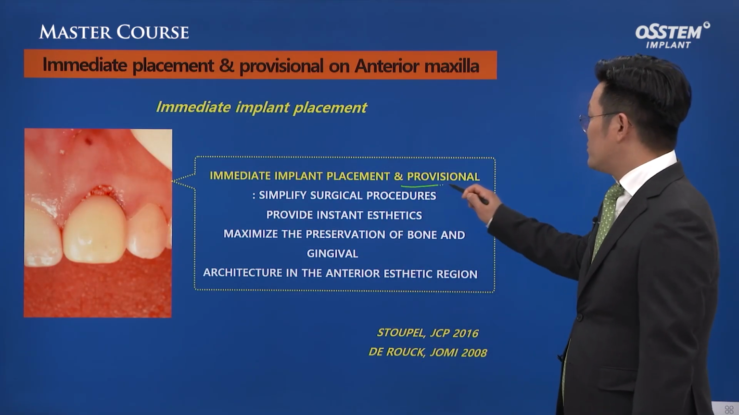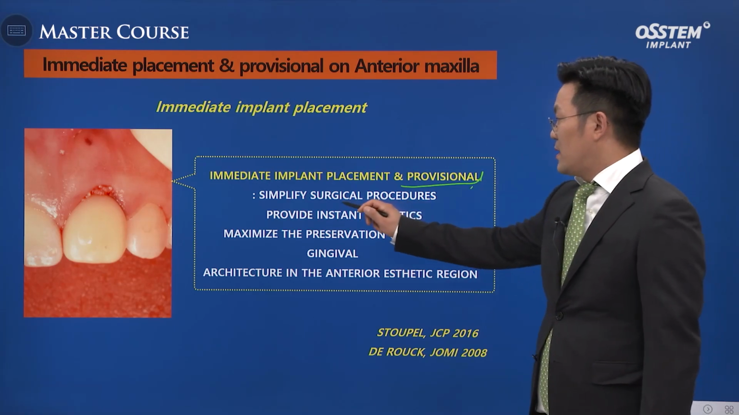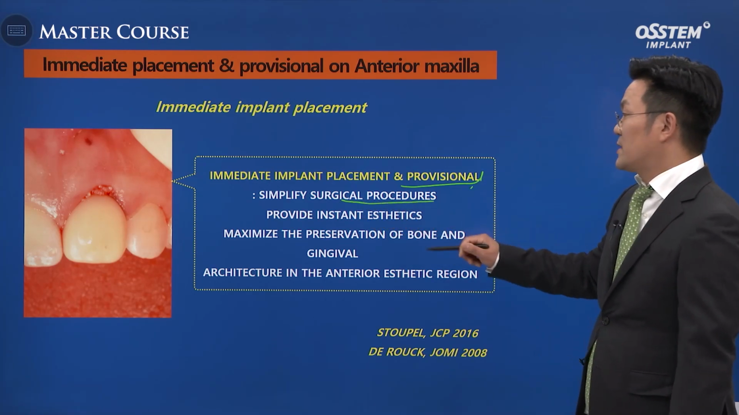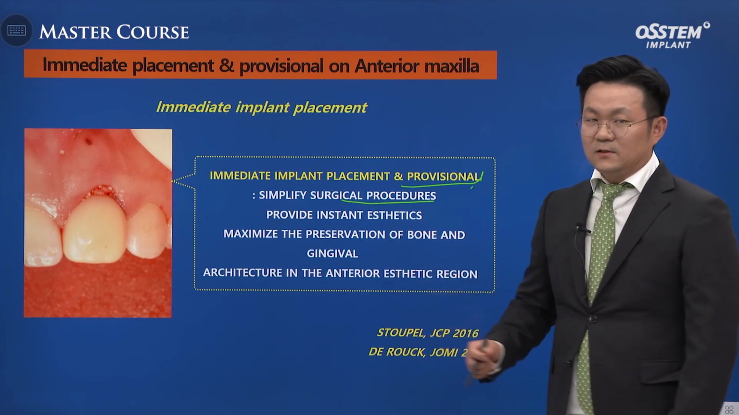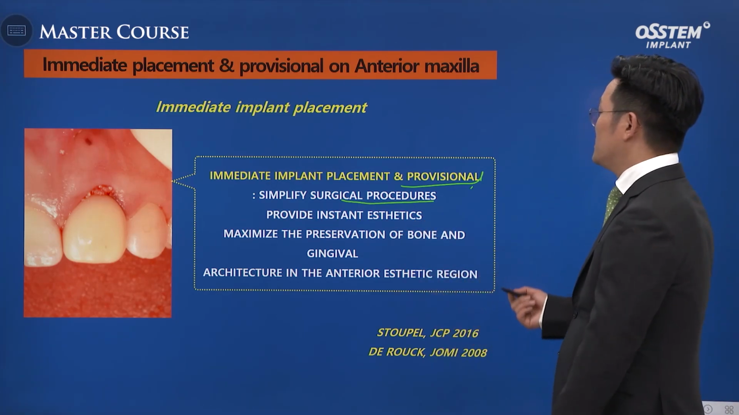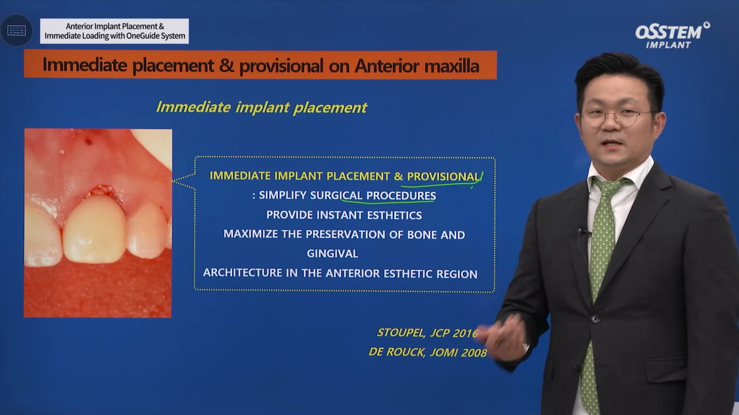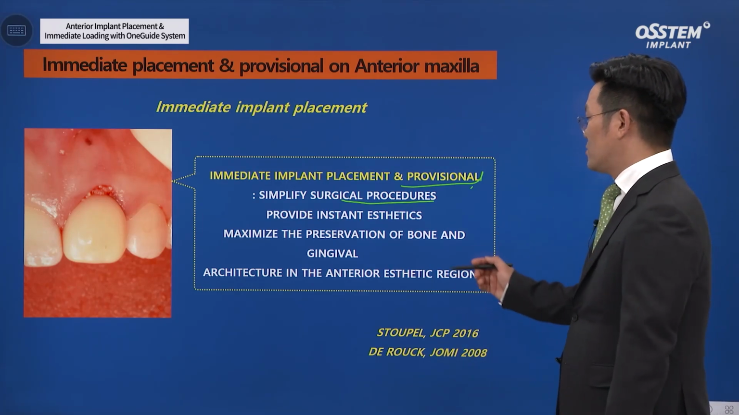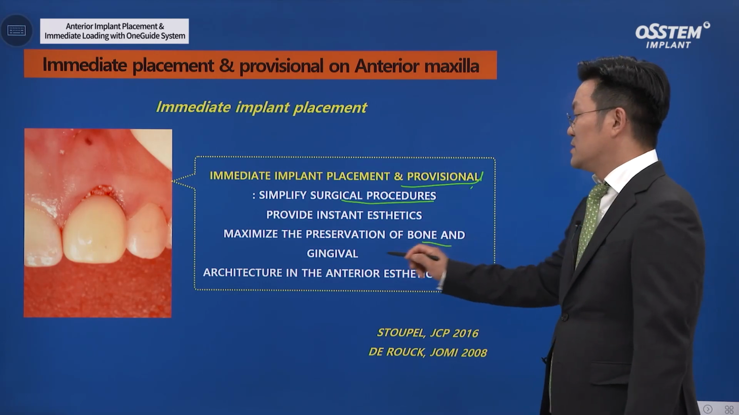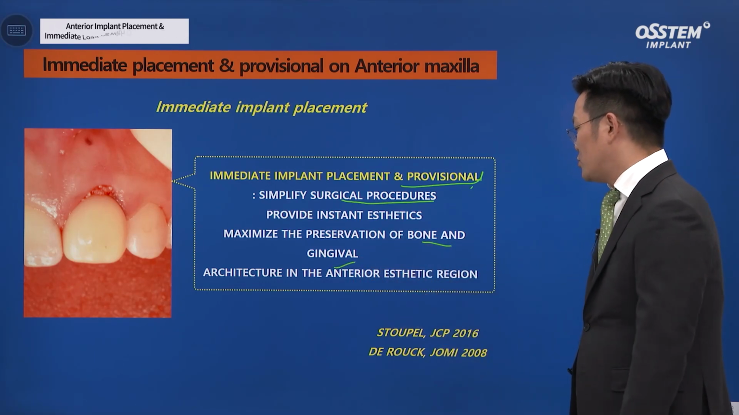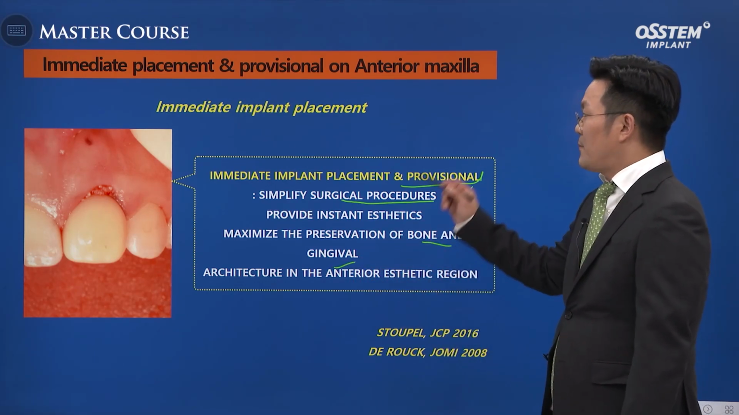And immediate implant placement with provisionals can simplify surgical procedures, and it can also provide instant aesthetics to patients. Because being without an anterior tooth for a few months is really hard, and it can also preserve bone and gingival contours.